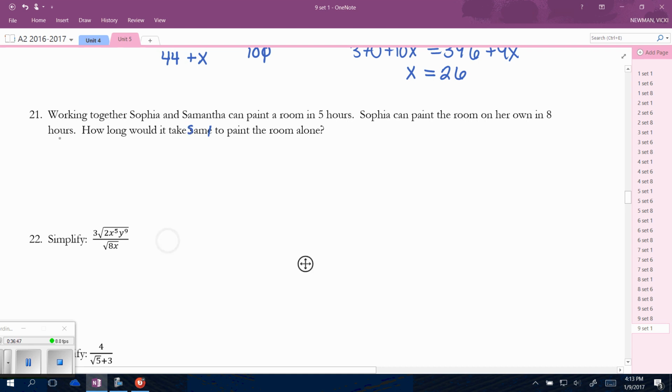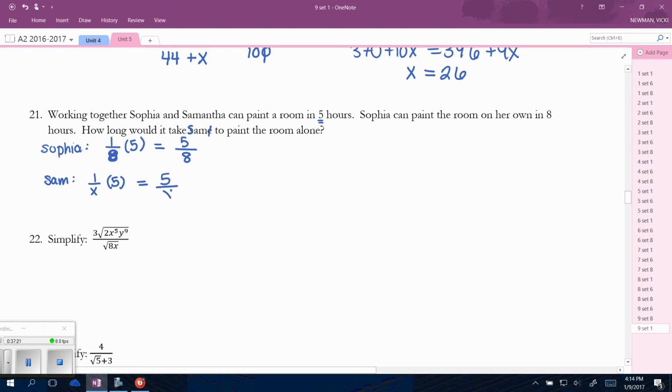Okay, so Sophia is painting at 1/5 per hour. Sam is painting at 1 over x per hour. And they're painting Sophia, oh, I'm sorry. They can paint together in 5 hours. I'm sorry. Sophia is painting at 1/8 an hour. Yeah? And they're painting for 5 hours, so times 5. So Sophia will paint 5/8 of it.